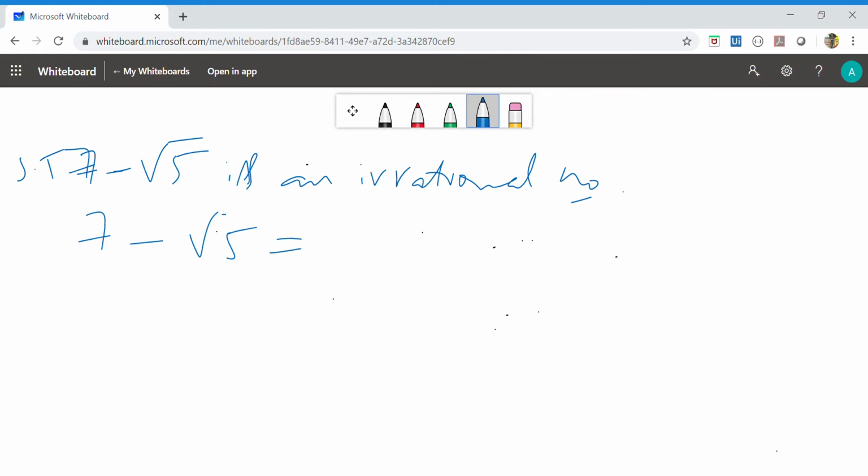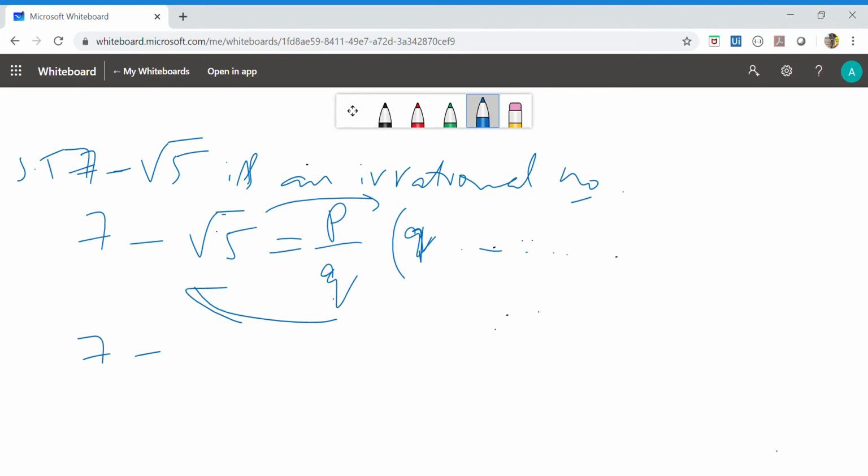If it is a rational number, we can write it in the form of P by Q. And the conditions you have to write compulsorily: Q is not equal to 0, P comma Q belongs to integers, and P and Q are co-primes. In this case, generally 7 you will transpose to P by Q. Instead of transposing 7 to the RHS, I am transposing P by Q to the LHS and minus root 5 to the RHS so that it becomes positive.